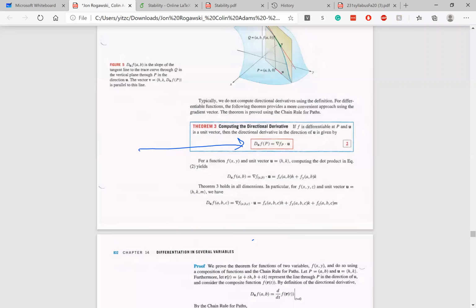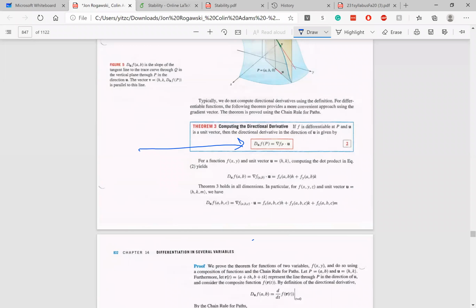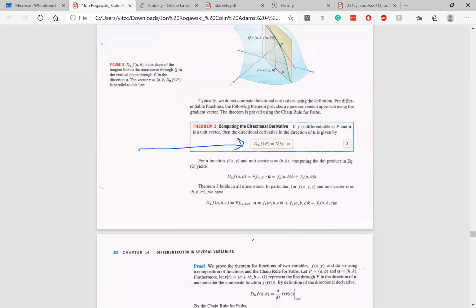So let's go back here. If f is differentiable at a point P, and u is a unit vector, then the directional derivative in the direction of u is given by the gradient of f at P dotted with u. Any questions about this?